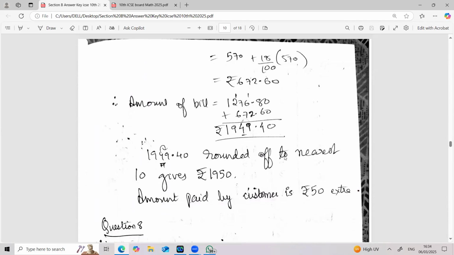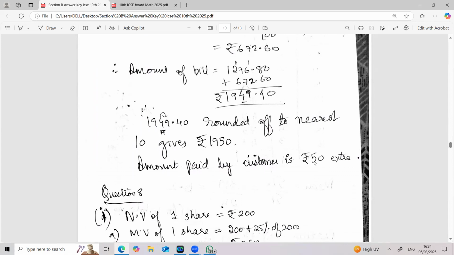1949.40. Now we round it off to the nearest tens place. I'm supposed to get 1950. Nearest tens place, so underline the tens place. Look at its neighbor. It's big, so I'll contribute 1 to it. But the customer paid 2000. So he's a little wrong. He has ended up paying 50 extra.